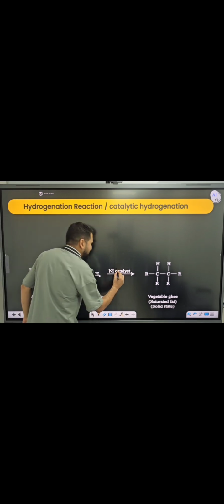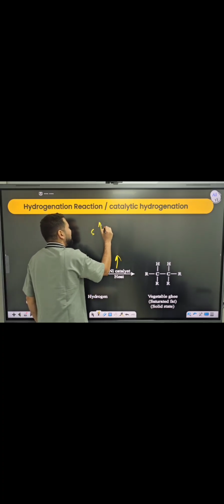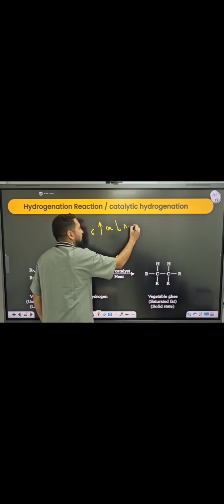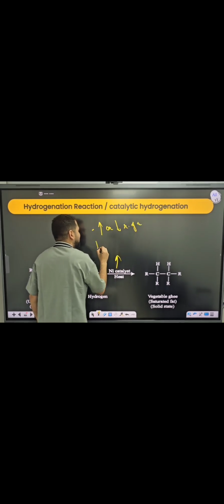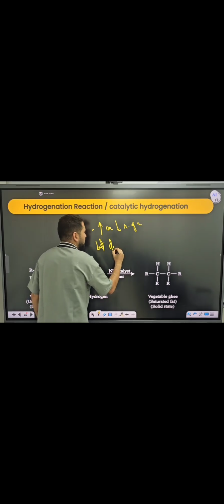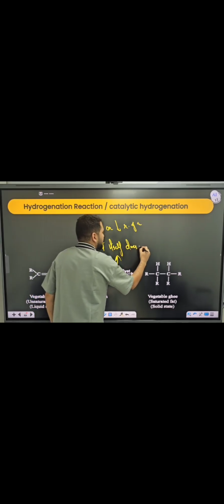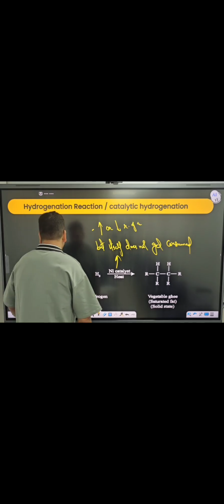And this particular reaction is called hydrogenation reaction or catalytic hydrogenation. Now here I am using a catalyst. What's the catalyst? Nickel catalyst. A catalyst is something which increases or decreases the rate of reaction, but itself does not get consumed in the reaction. I hope the idea is super clear, guys. Yes, itself it will not get consumed in the reaction.